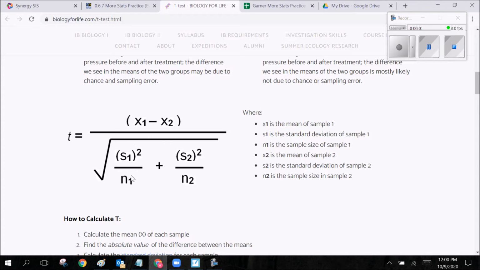So in other words, this formula is describing, you're going to take your mean from your sample 1, subtract the mean from the sample 2 from it, and that's going to be over the square root of your standard deviation of your data squared over the number of data points in sample 1, plus the standard deviation for your sample 2 squared over the number of data points for sample 2. Okay, so we're going to go ahead and break this down in the sheets in order to do this equation.